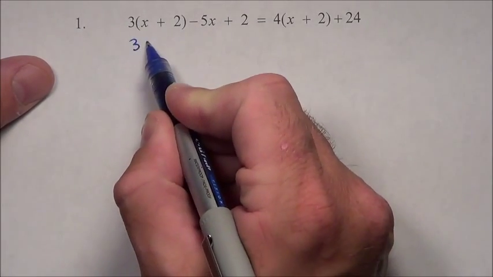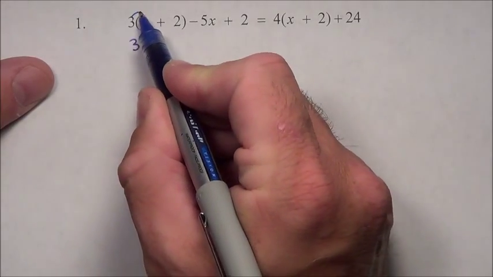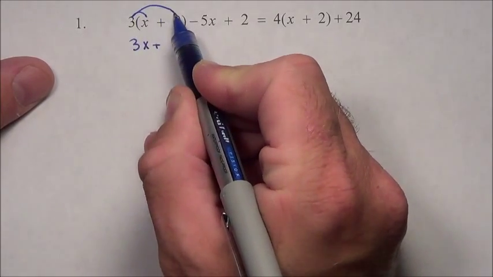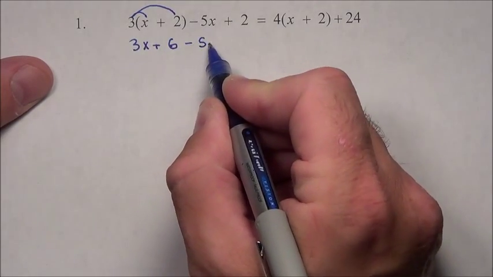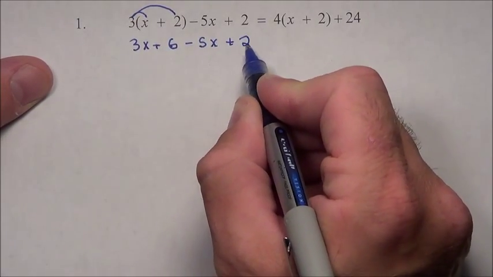That'll be 3 times x is 3x. 3 distributed through to the 2 is 3 times 2 is 6. Take away 5x. Add 2 more.